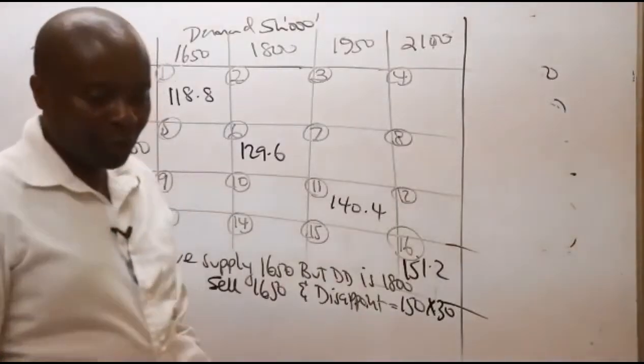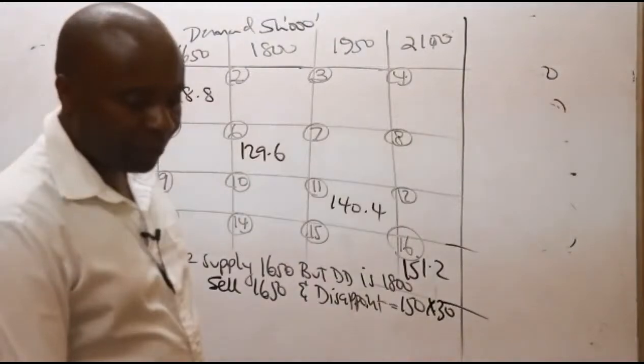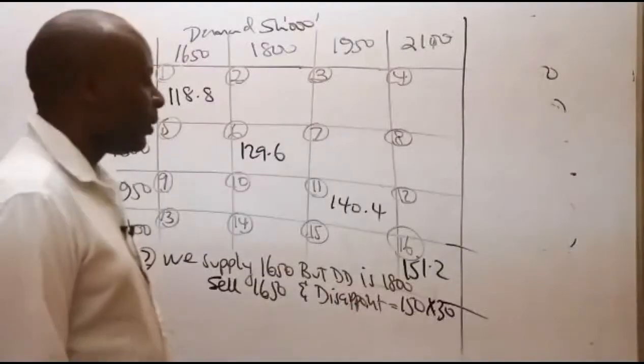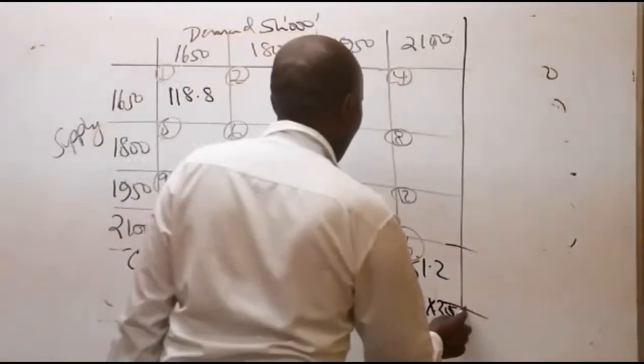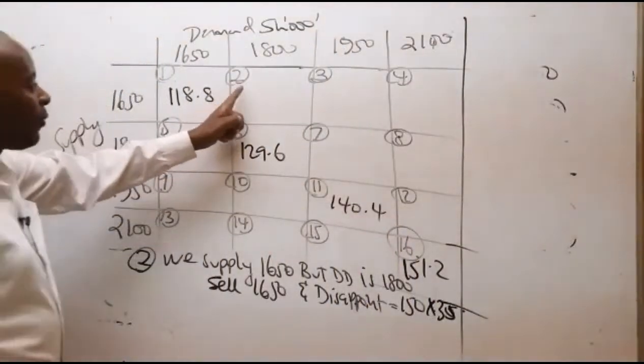We've been given this opportunity cost, ladies and gentlemen, in the question. They have told us that for every customer who comes, just like how Nakumat used to tell us, if you need it, we've got it. You can see here, a profit of 35 per bracelet that is derived from other accessories that customers buy is also lost. So for every customer we disappoint, you are right, we shall be losing 35. So could you kindly go ahead and give me the profit I expect here.